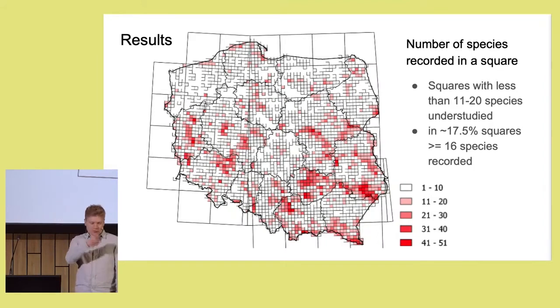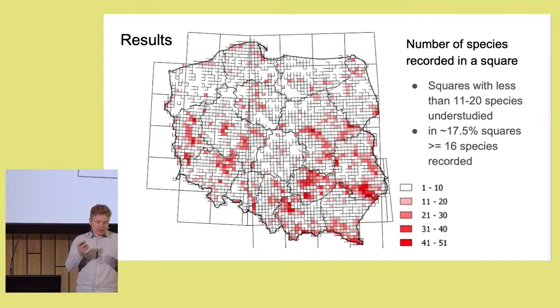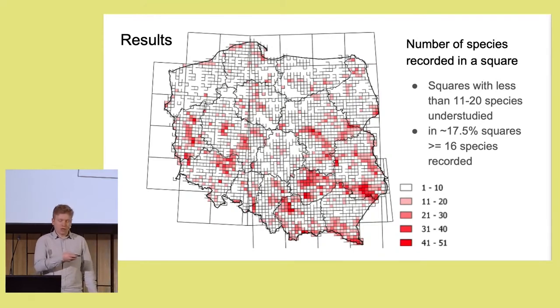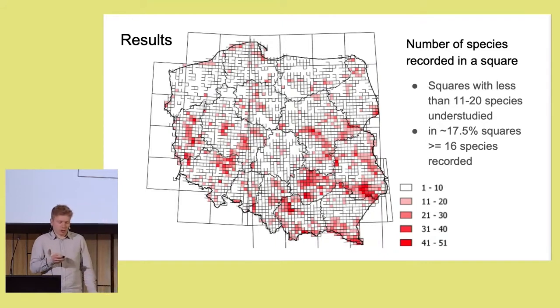If you go to the north, a square that has 16 species may be decently covered, maybe all over Poland. But if you go to the Carpathians or to the upland region, then for sure 16 species is not a well covered square. It can be a square with 50 species.